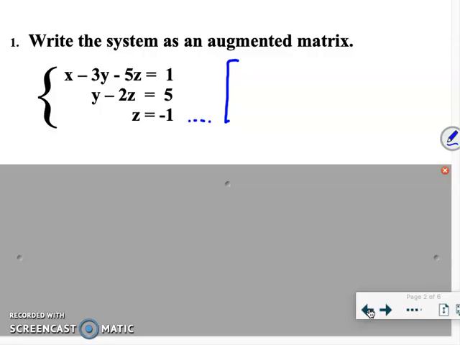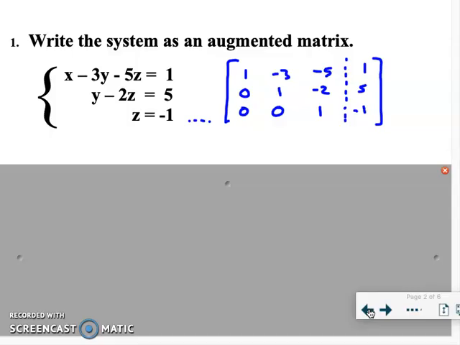So stealing the coefficients here, we're going to go with 1, -3, -5. Again, this is augmented with the coefficient matrix. So 1. The second row, we must fill in zeros here. So 0, 1, -2, 5. Again, must fill in zeros for the x and the y terms. 1z equals -1.